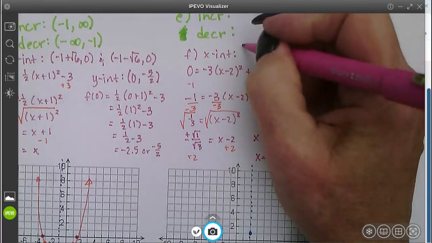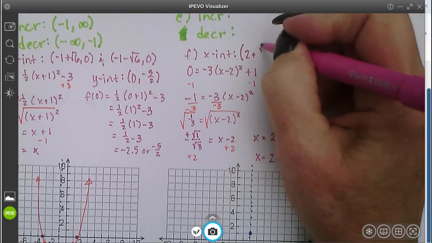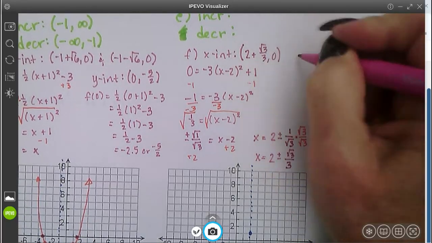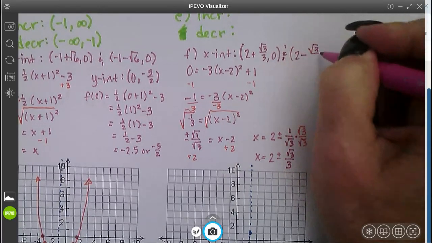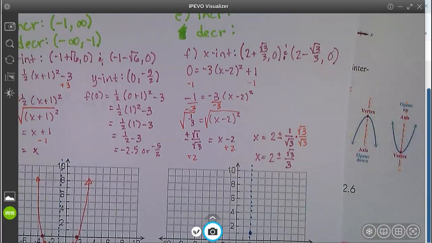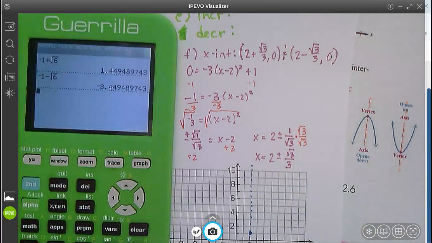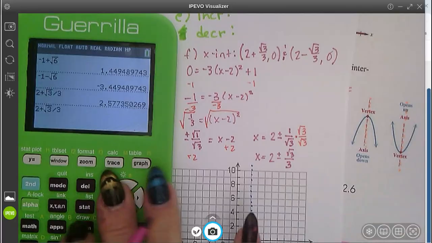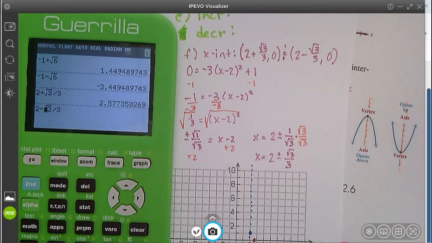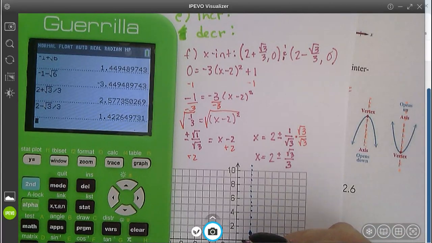So my x-intercepts will be at 2 plus square root of 3 over 3, 0, and 2 minus square root of 3 over 3, 0. So let's put those on our graph. 2 plus square root of 3 over 3 is 2.6. And then 2 minus square root of 3 over 3 is 1.4. Ooh, those are really close.